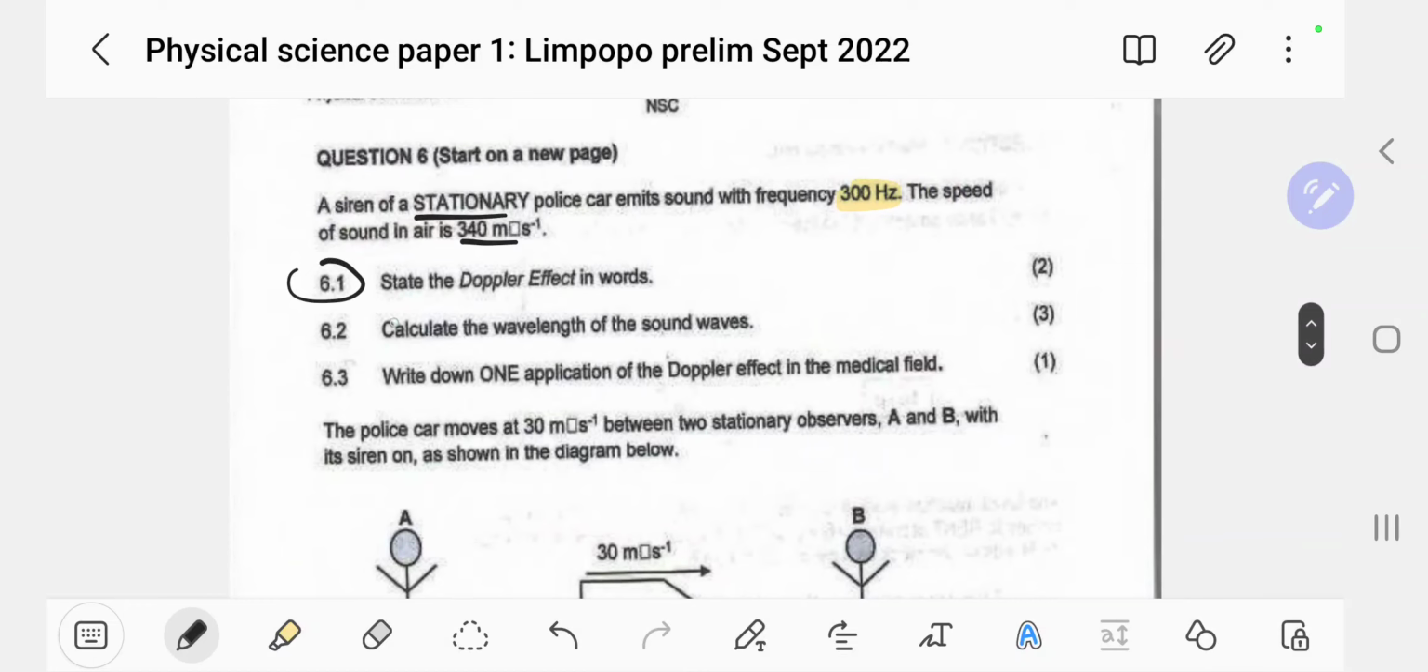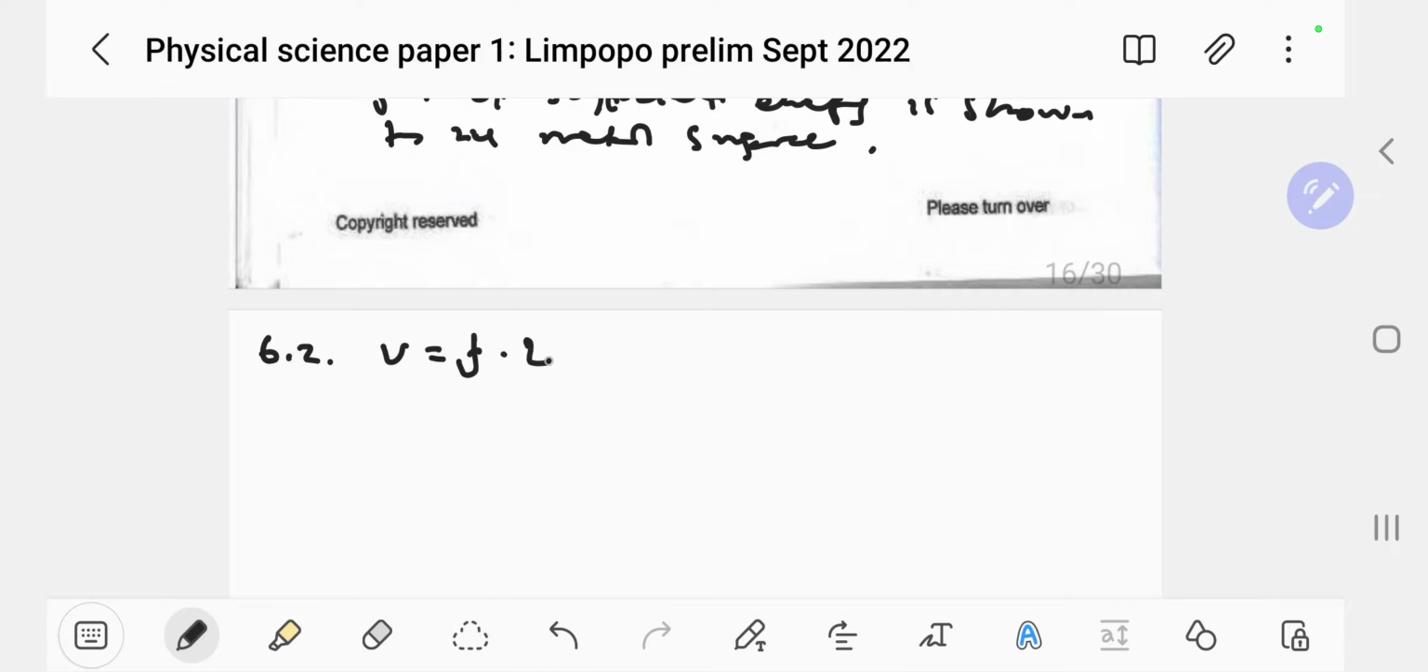Yes. Okay, calculate the wavelength of the sound waves. 3 marks, which is easy, right? So 6.2, it's a very simple question. So basically, we know we take it from v is equal to frequency multiplied by lambda. Why is my lambda trying to look funny now? Alright, so what do we want? We want the wavelength. So this implies that our lambda is going to be v over f.